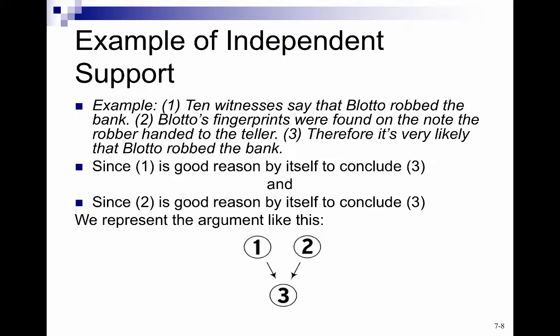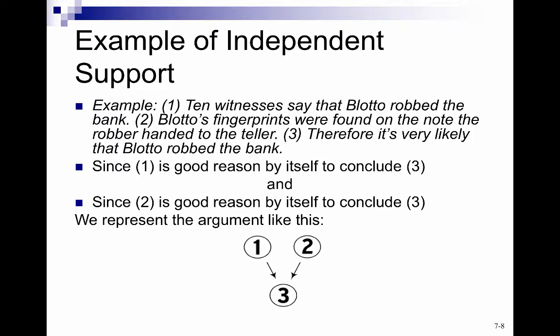So for independent support, here's the example. 10 witnesses say that Blotto robbed the bank. Blotto's fingerprints were found on the note the robber handed to the teller. Therefore, it's very likely that Blotto robbed the bank. Therefore, it's a conclusion indicator. So it's very likely that Blotto robbed the bank is the conclusion.